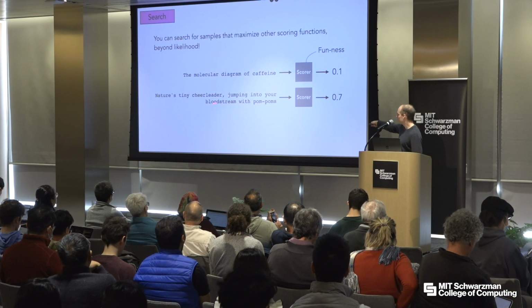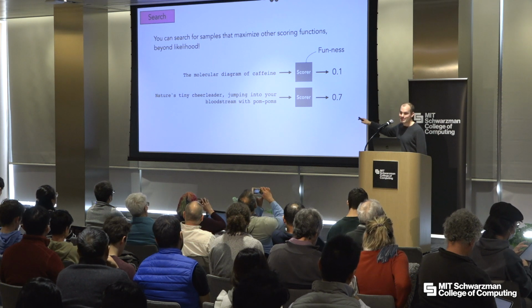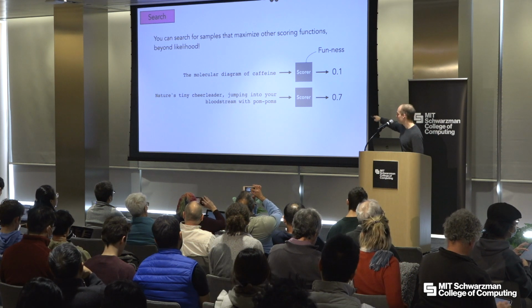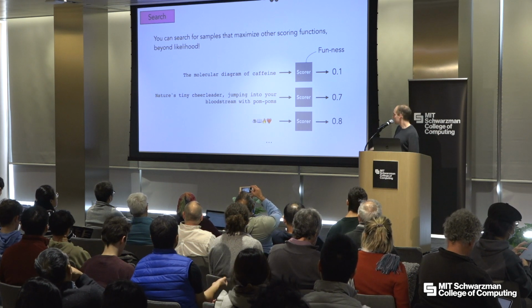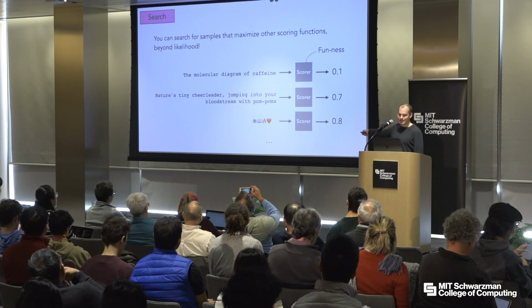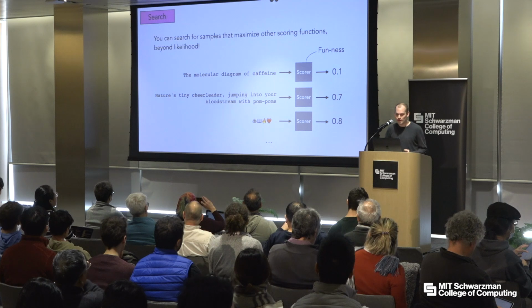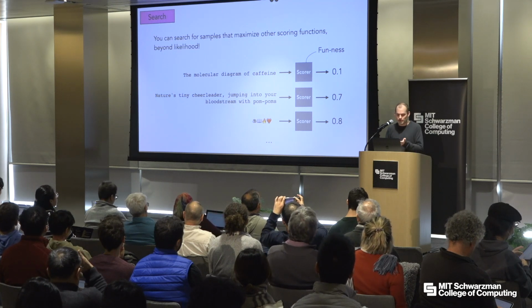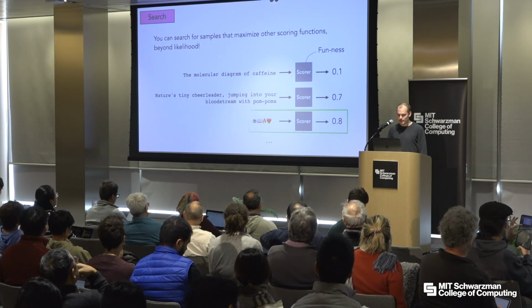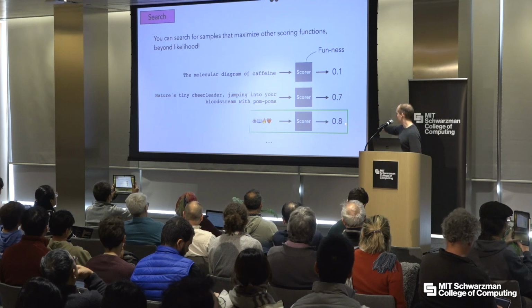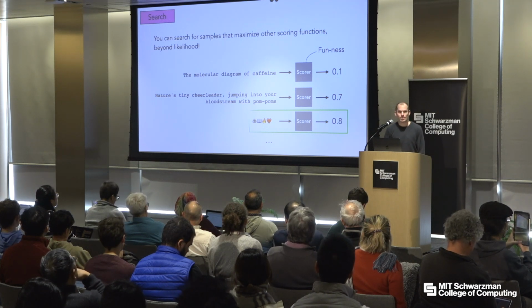Nature's tiny cheerleader jumping into your bloodstream with pom-poms. OK, I asked a language model to make that for me. I didn't come up with that. And that's more fun, OK? And then maybe emojis are the best. And so the thing that optimizes the funness is the set of emojis. And I can do best-of-n sampling, sample n different possibilities, and then say, oh, the best one with the highest score is this one.